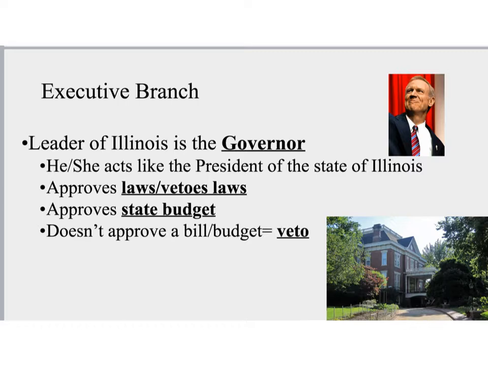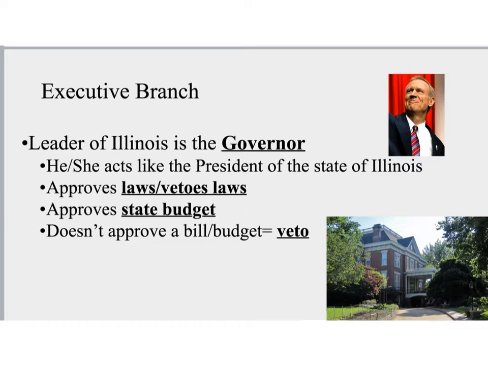He or she approves laws and vetoes laws. They approve the state budget, and they have the power to veto, just like the president does. All right, they're filling much of the same role, just on a micro level in the state.